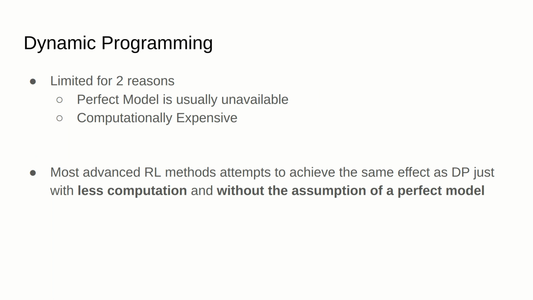Dynamic programming methods are often limited in practice for two reasons. Firstly, they assume a perfect model of the environment that's often unavailable for most problems. And secondly, they're very computationally expensive. They are still, however, useful because they serve as a theoretical foundation on which most advanced reinforcement learning methods are based. Most advanced RL methods can be thought of as attempts to achieve the same effect as DP, just with less computation and without the assumption of a perfect model.